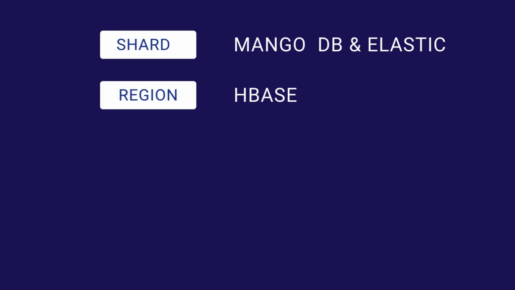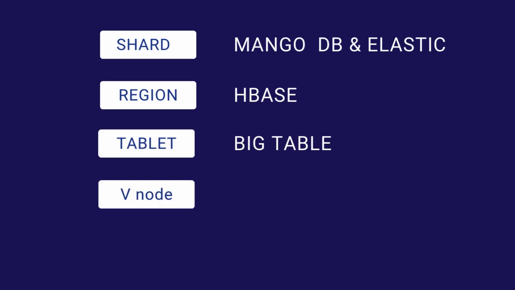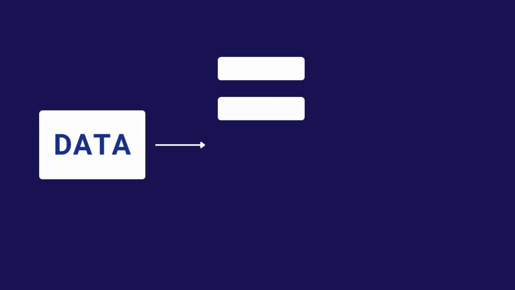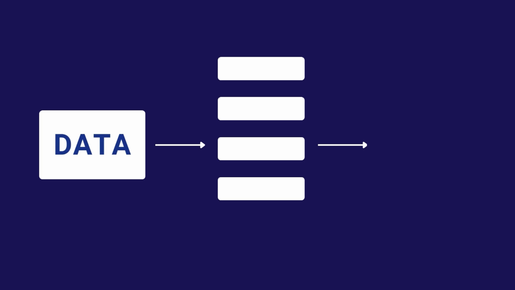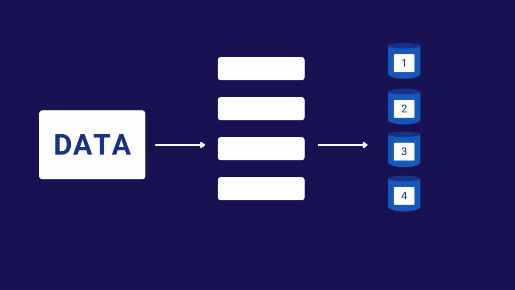What we're referring to as a partition might be called a shard in MongoDB or Elasticsearch, a region in HBase, a tablet in Bigtable, and a vnode in Cassandra. But regardless of the name, the underlying idea is the same: breaking up data into chunks, so each piece of data fits into only one partition at a time.